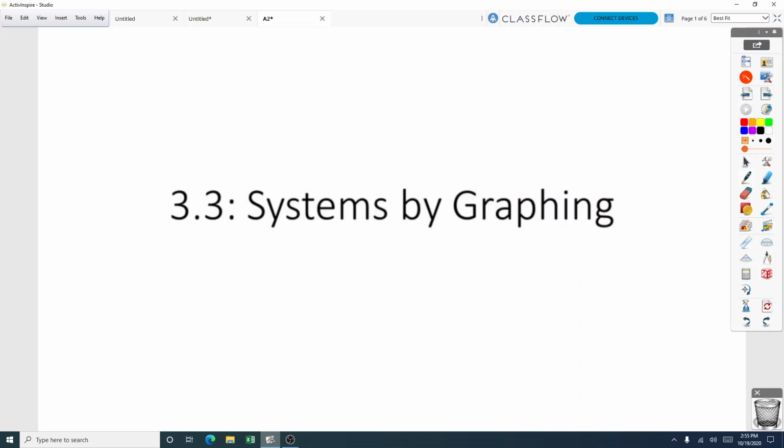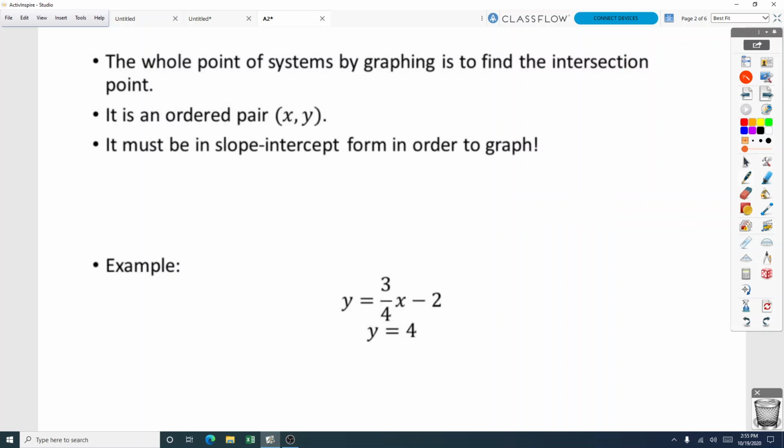Now, a few things that we need to know. First of all, the whole point of systems by graphing is to find the intersection point. We want to know where two lines intersect. So if I have two lines on a graph, the solution of the system is that x, y point where they intersect.